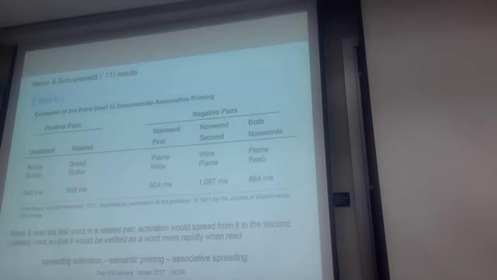He didn't talk about this side of the graph, but on this side, this is just saying that we are faster when the words are related, when they're bread and butter, versus when they're nurse and butter, they take longer.